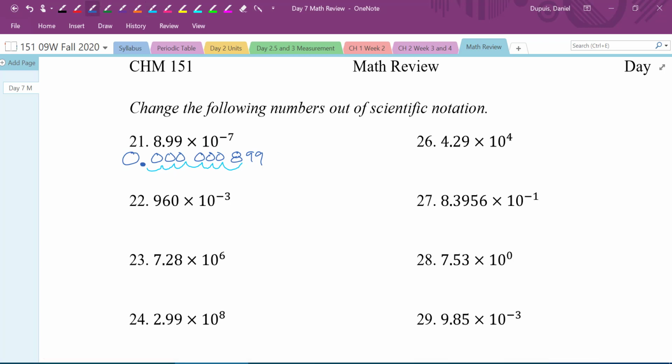The next one is 960 times 10 to the negative 3rd. So 1, 2, 3, right? 0.96. Now, I keep this 0 because it's written in scientific notation. I'm assuming that's significant.